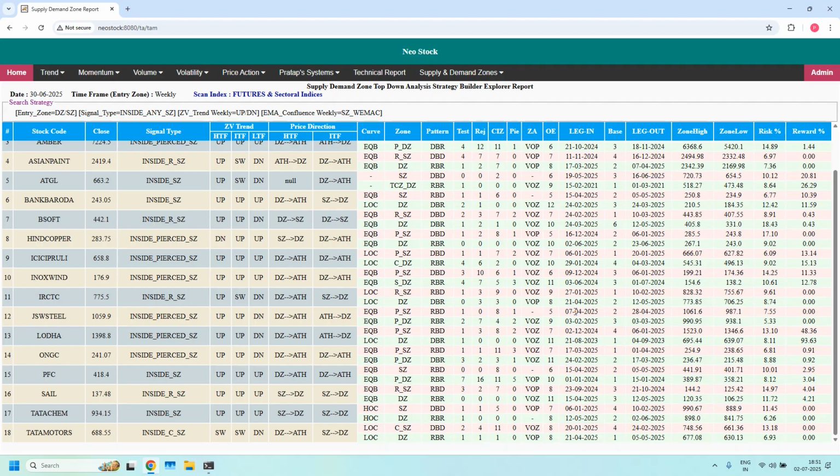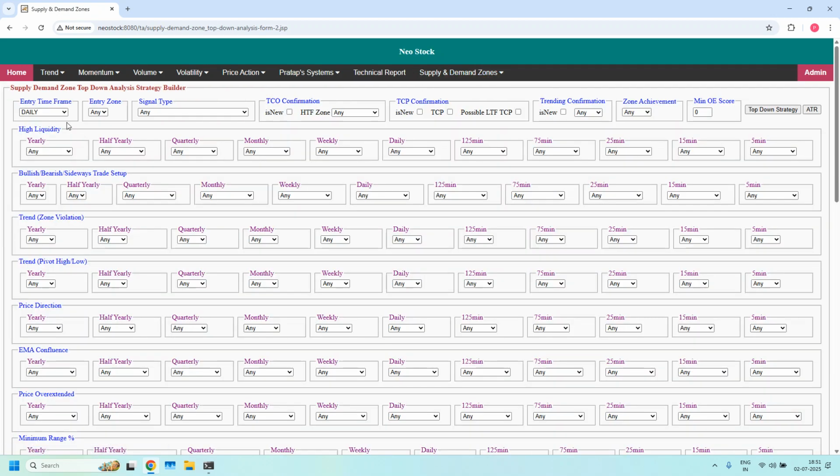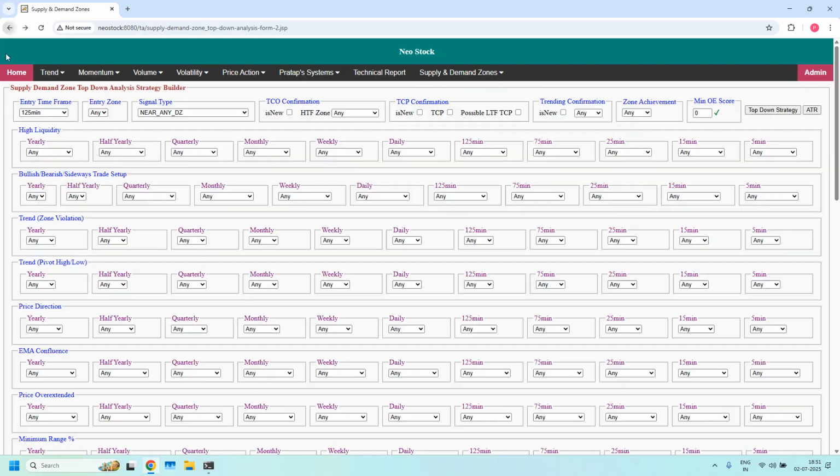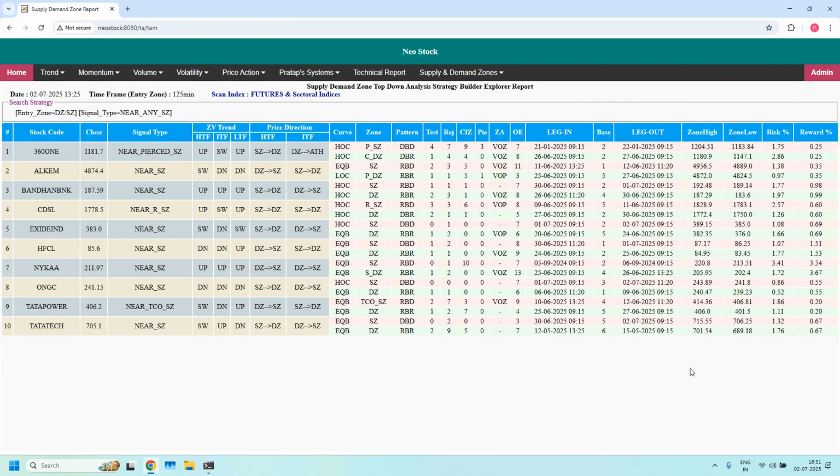Next time frame is daily. Daily already we generated in the beginning of the report. So the next time frame is 125 minutes. Stocks near to the 125 minutes demand zone, we got 3 stocks. Next, stocks near to the 125 minutes supply zone, we got 10 stocks.